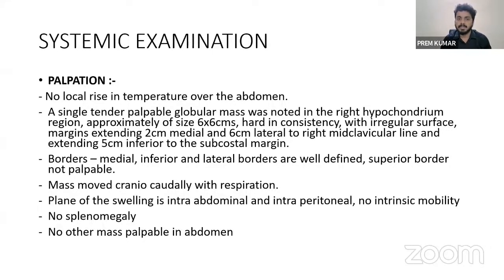A single tender palpable globular mass was noted in the right hypochondrium region and extending to the epigastric region, approximately of size 6 into 6 centimeters, which is hard in consistency with irregular surface, margins extending 2 centimeters medial and 6 centimeters lateral to the right midclavicular line, and extending 5 centimeters inferior to the subcostal margin. Medial, inferior, and lateral borders were well defined. Superior border was not palpable.